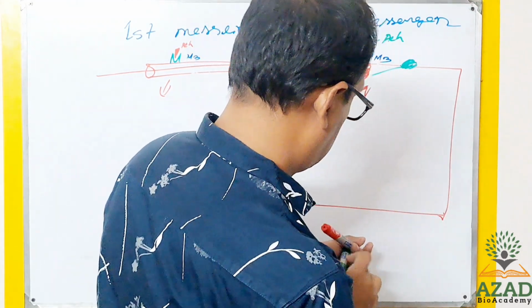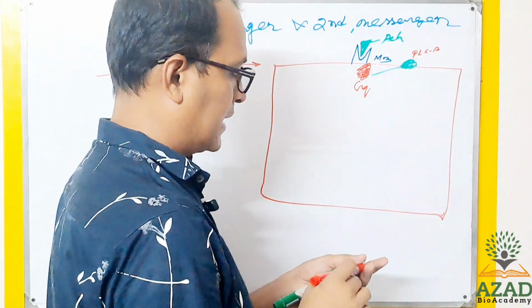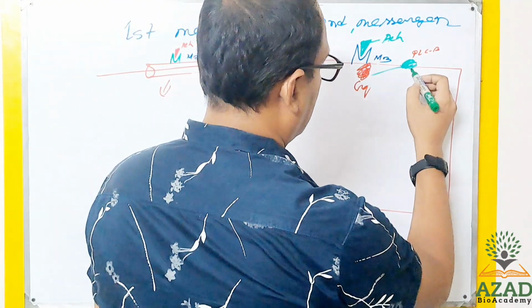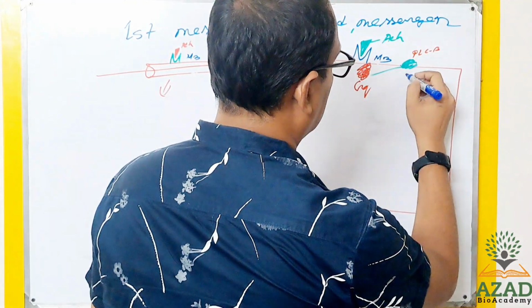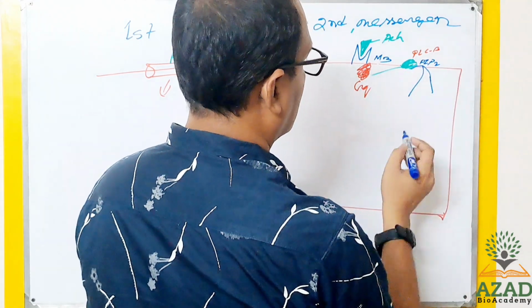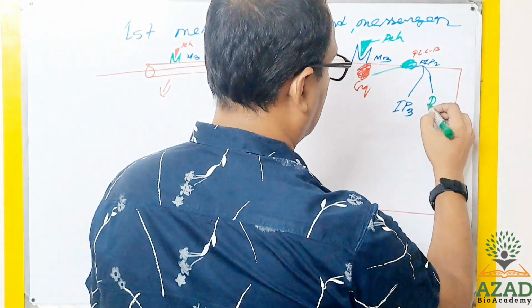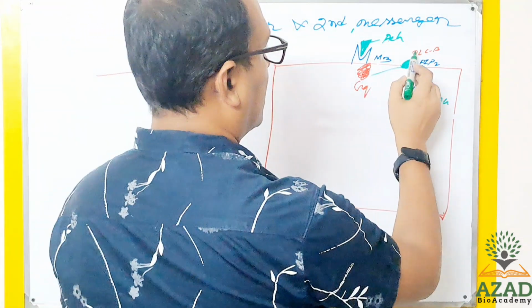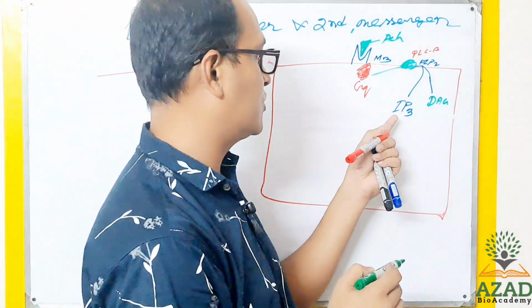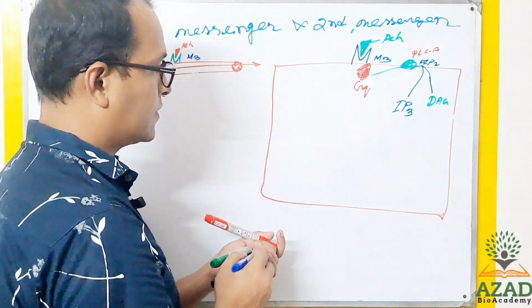some enzymes, that is phospholipase C beta enzyme, and that enzyme's function is to change PIP2 into IP3 and DAG, diacylglycerol. That means phospholipase C enzyme will act on PIP2, and PIP2 will turn into IP3, that is inositol triphosphate, and diacylglycerol. Then what will happen?